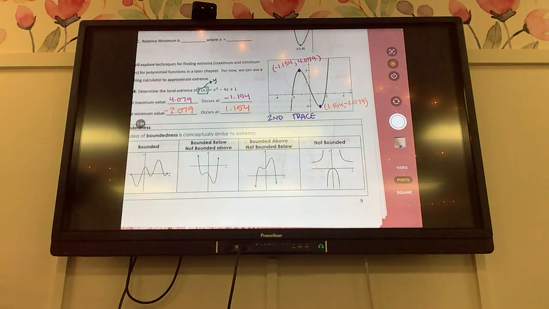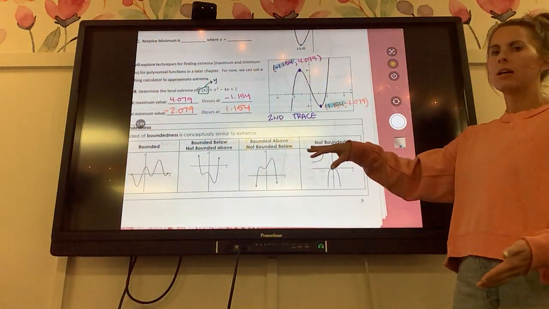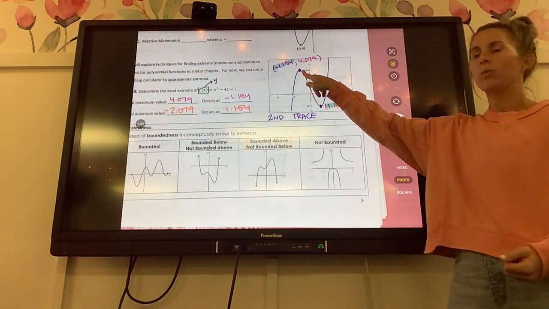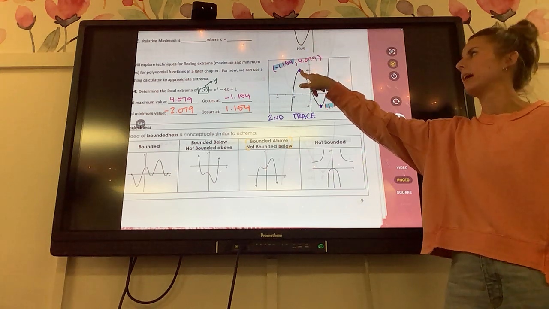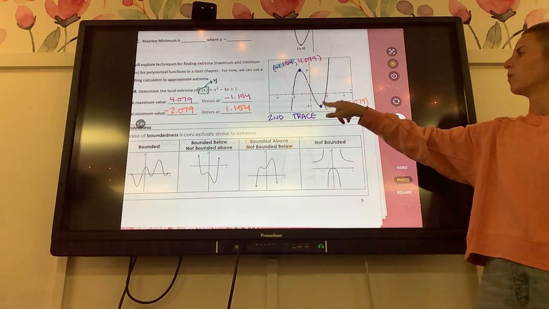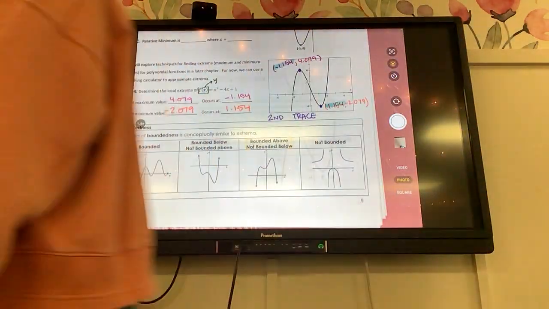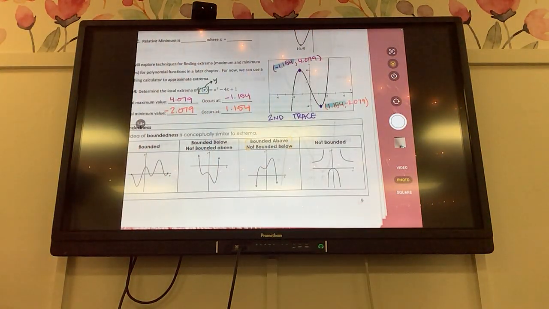Now, the only thing I need to say here about using the calculator, because you're going to have to on your homework, is when you are doing increasing and decreasing. Remember, for increasing and decreasing, you are just using the x values. So don't worry about the y values. We would say this is increasing from negative infinity to negative 1.154, decreasing from negative 1.154 to 1.154, and then increasing again from 1.154 to infinity. So you don't even use the y values at all for increasing and decreasing.